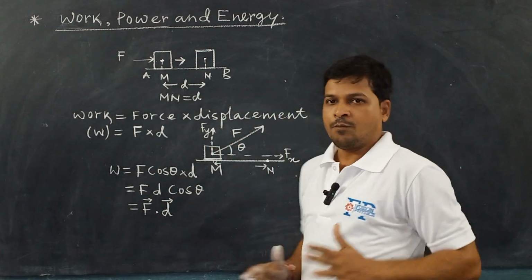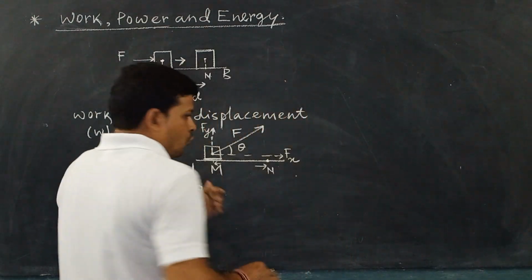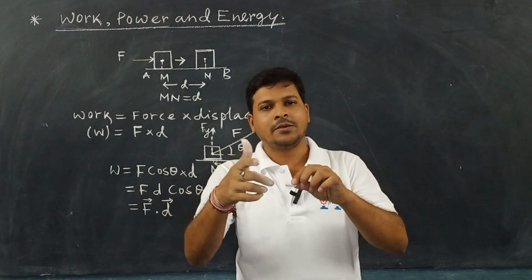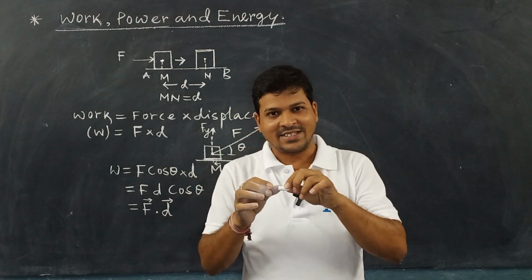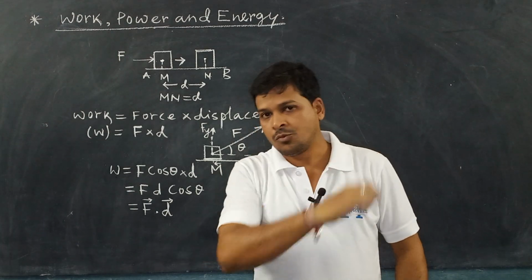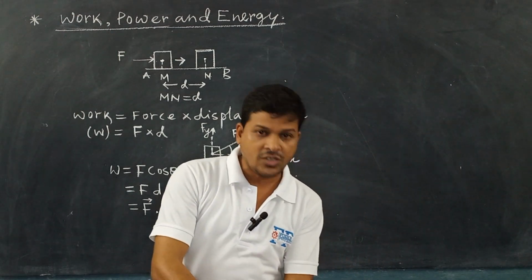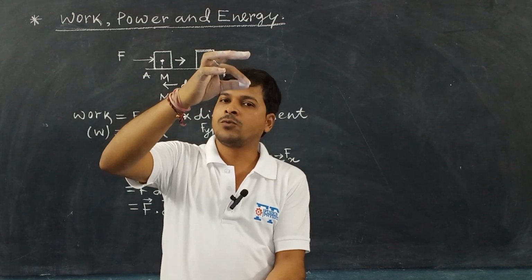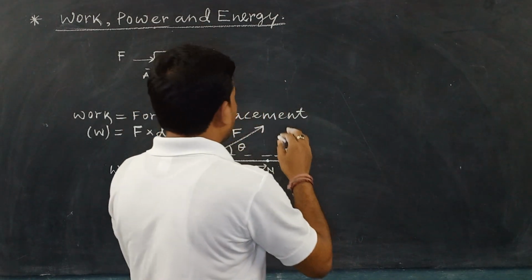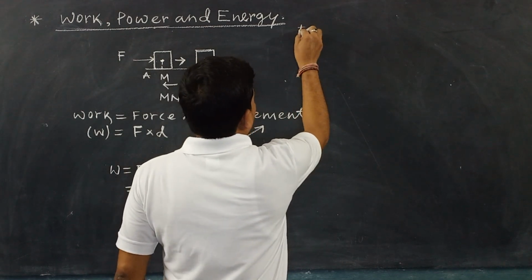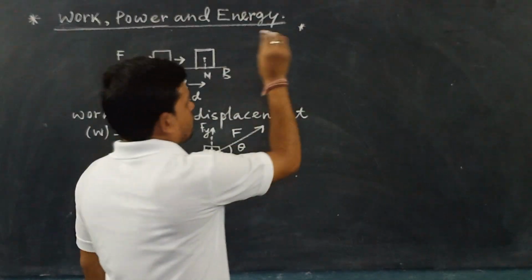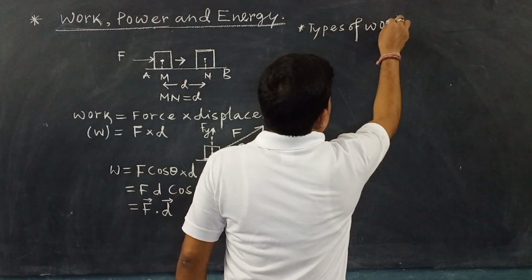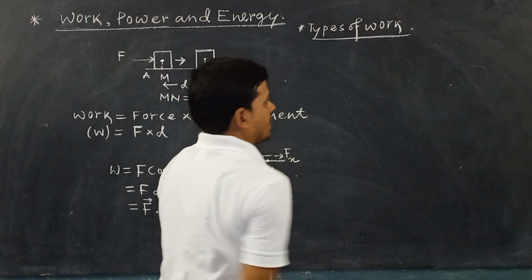But this work done may be of different types, because when we drop a body from a certain height, just previously I dropped the duster from my hand, some amount of work is said to be done. Also, when the body is raised to a certain height from the ground, here also some amount of work is said to be done, but these are not the same. So there are different types of work.